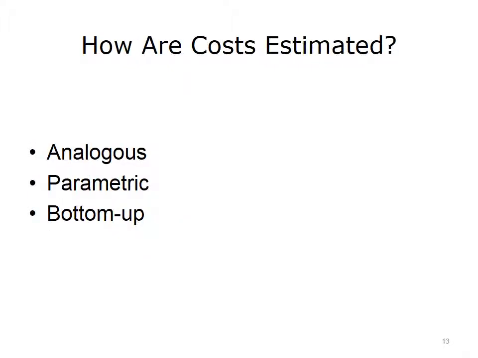An analogous estimate is determined from information of similar past projects and often used early in the project life when detailed project information is lacking. This is also known as a top-down estimate.